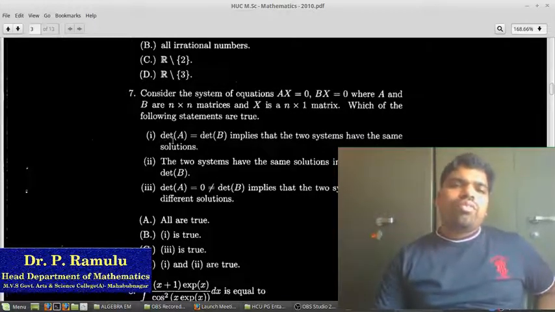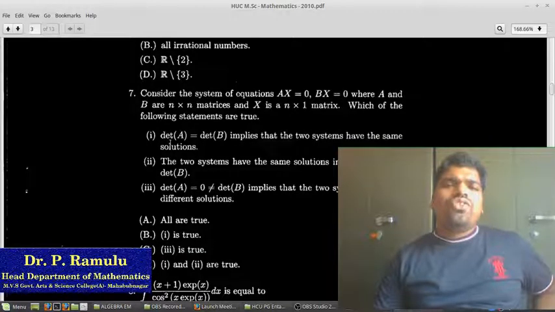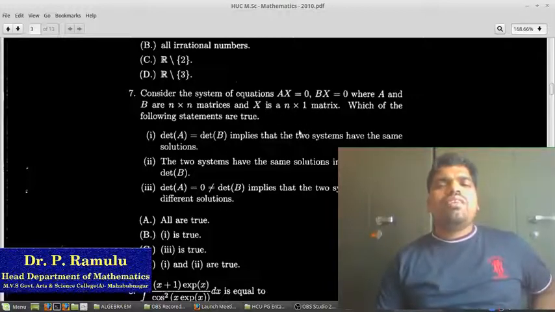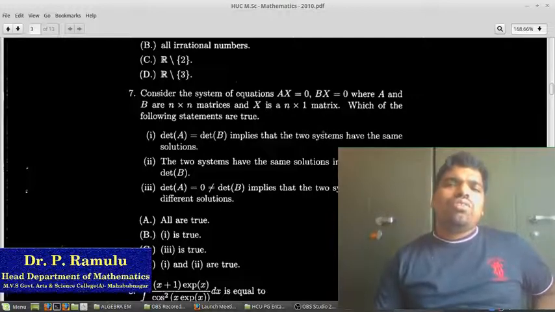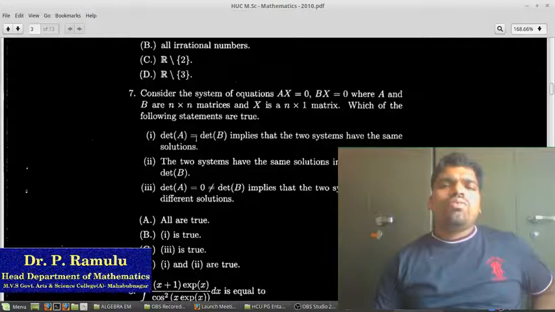Suppose you can take A as the matrix 1 1 0 0. Det A equal to 0, but it has infinitely many solutions. You can take B as 1 0 0 0, that means det B equal to 0. But the system has different solutions, infinite solutions, but different ones. So both do not have the same solutions. This has a different solution, this has a different solution. So the first one is wrong, this is not correct.